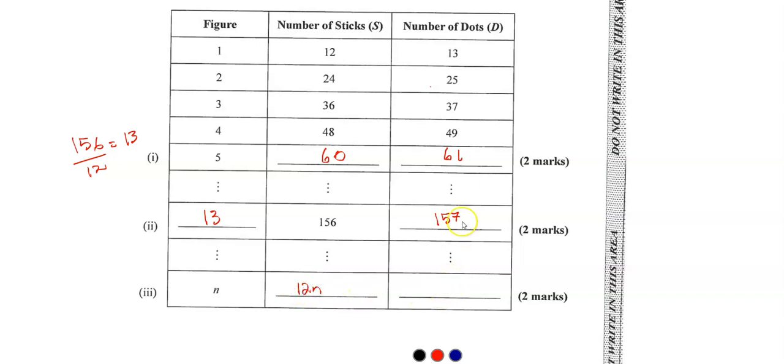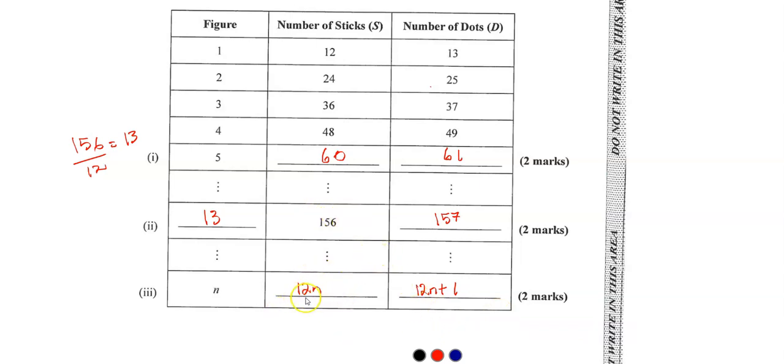Alright, now for this one, it's going up by 12, but it's bigger than the 12 times table by 1, so it's going to be 12n, because it's going up by 12, and because it's bigger than the 12 times table by 1, you add 1. So it's 12n plus 1. Okay? Now let's go to the next part of the question.